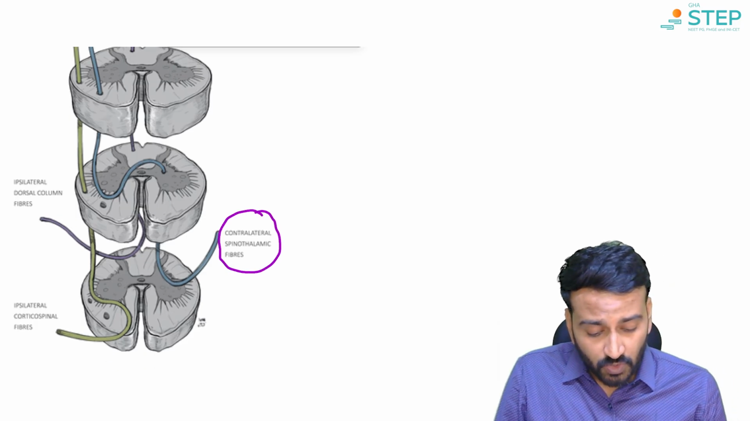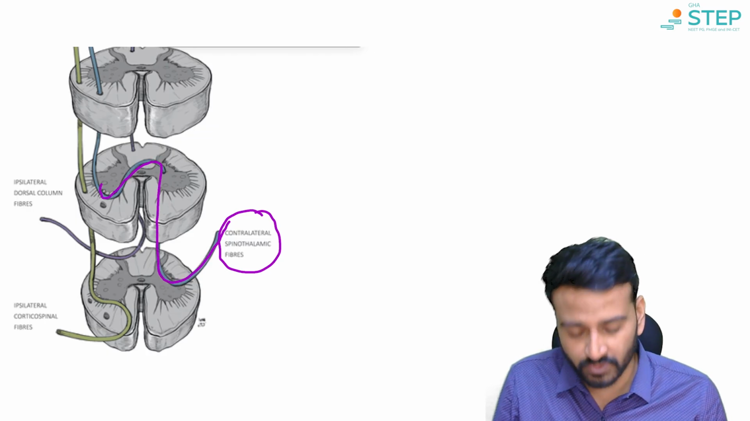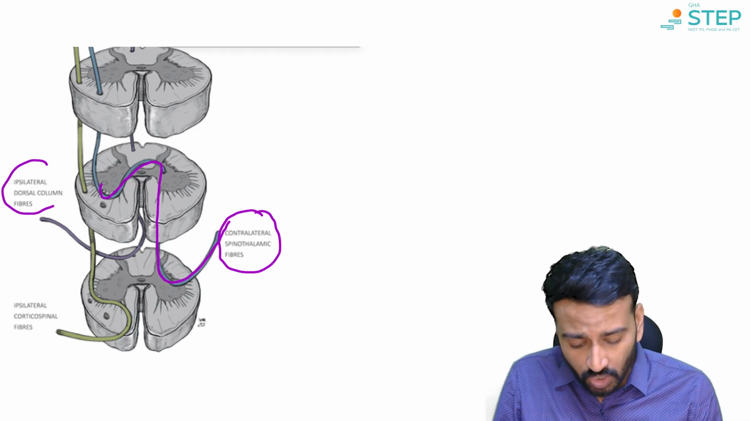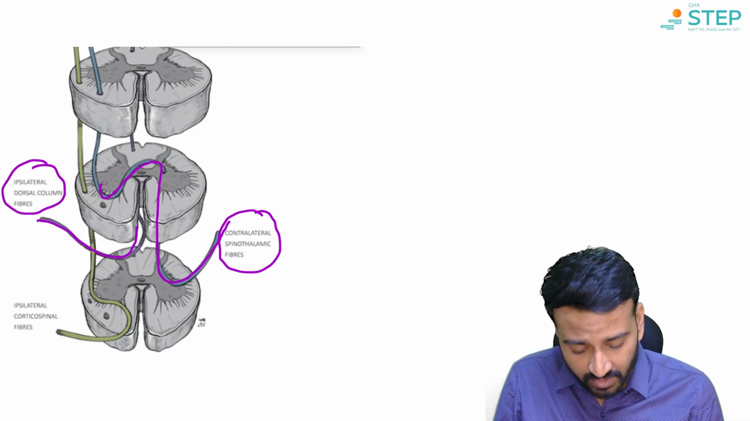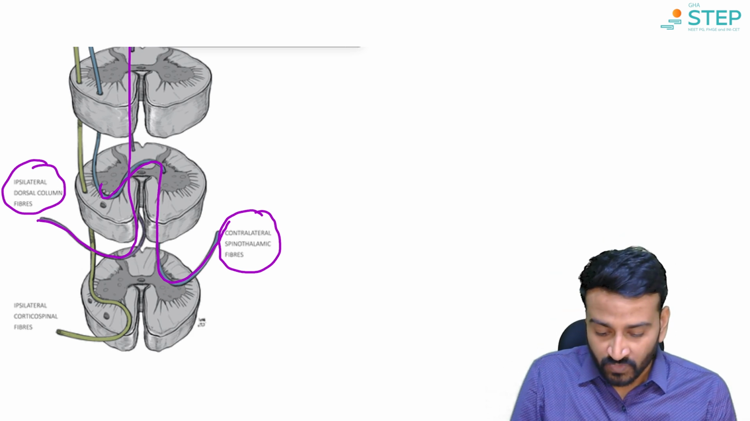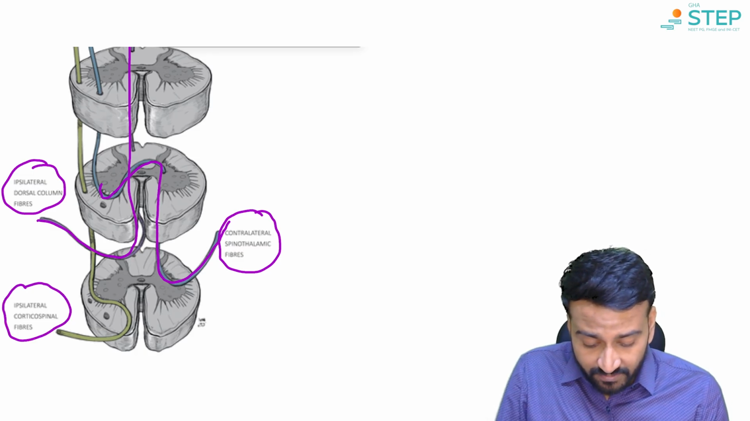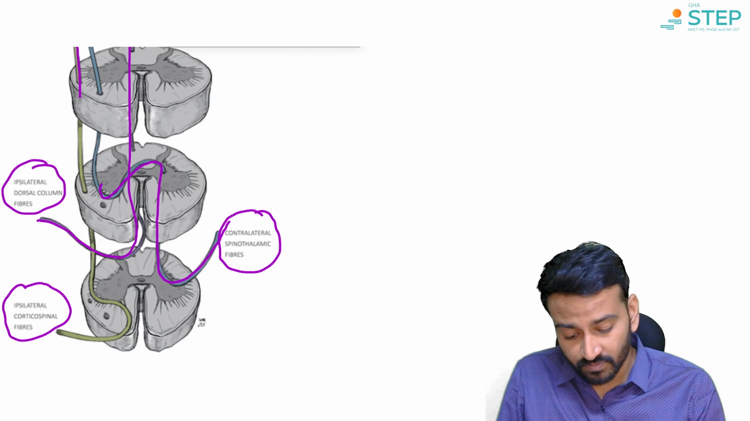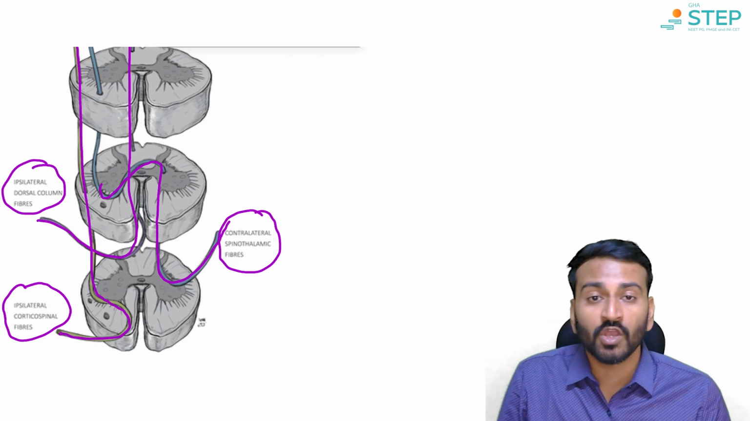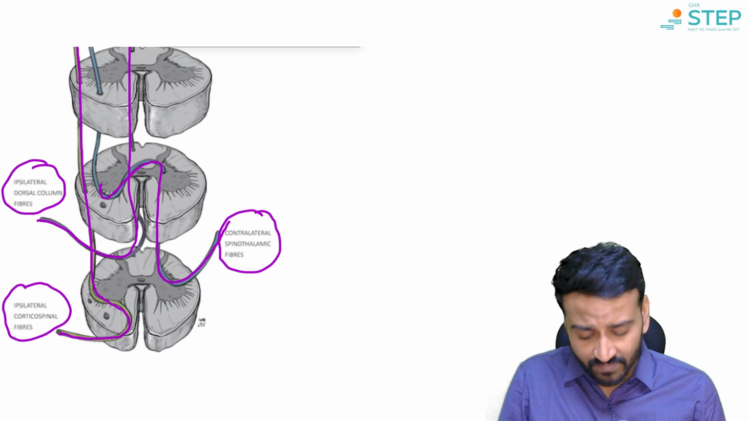Spinothalamic fibers will ascend up 1 to 2 segments on the same side and then cross to the opposite side in the spinal cord, whereas dorsal column fibers will ascend on the same side and cross near the thalamus. Ipsilateral corticospinal fibers coming from the cortex will descend on the same side because they are from the pyramid. They are the pyramidal tract. They already crossed at the level of the medulla and they will descend.